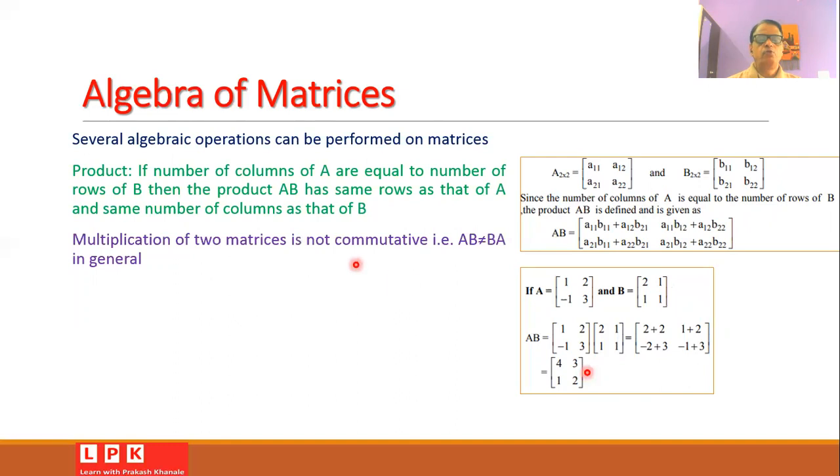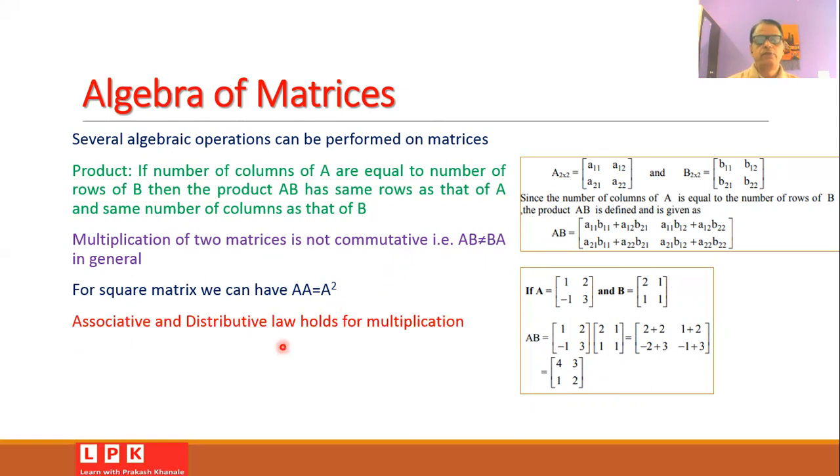So multiplication of two matrices is not commutative. That is, if we take the product AB, then you will find that it is not equal to the product of B into A. And therefore, in general, we can say that the multiplication of two matrices is not commutative. If you take the multiplication of the matrix A with itself, then that can be written as A into A, which is just nothing but A square.